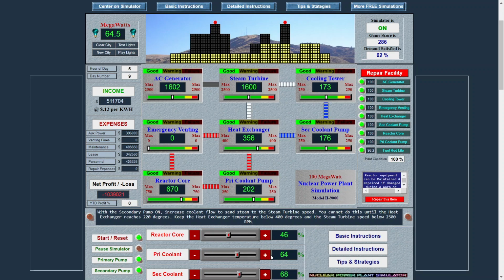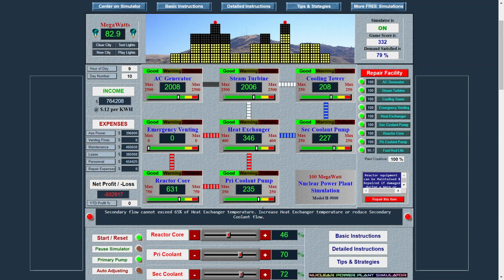Reactor is almost at the maximum temperature, so let's increase primary coolant and secondary coolant. At the beginning we can be quite brutal with the increases, but as we approach the yellow part we should be more and more careful. So let's increase secondary coolant to decrease a bit the heat exchanger temperature.